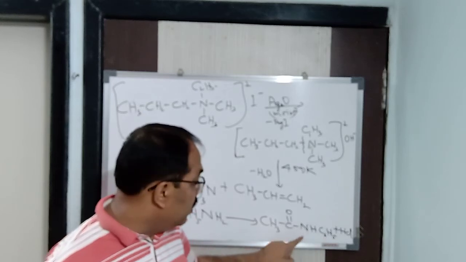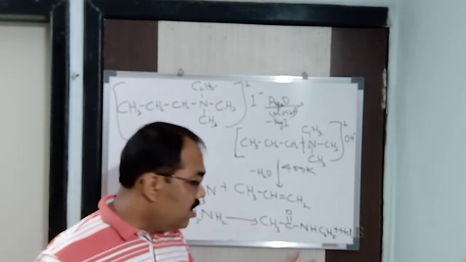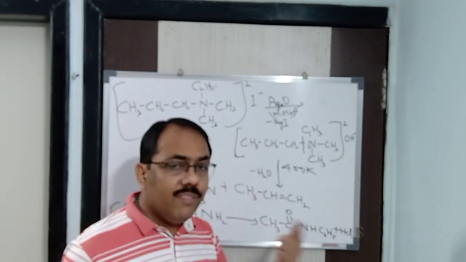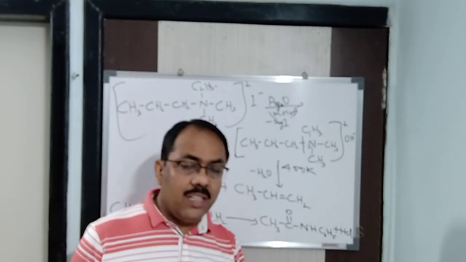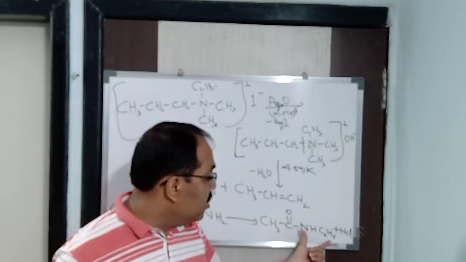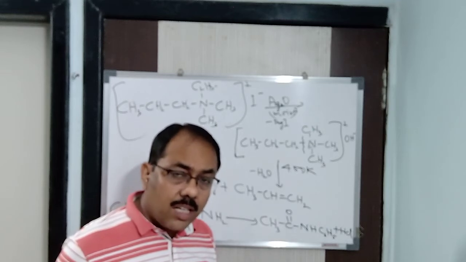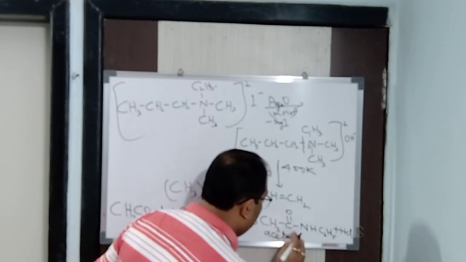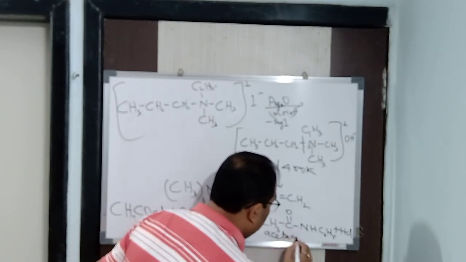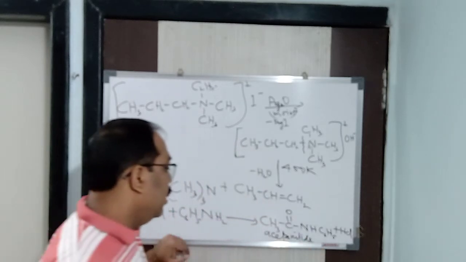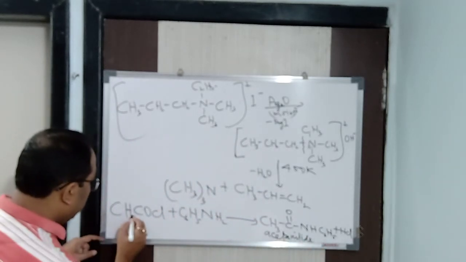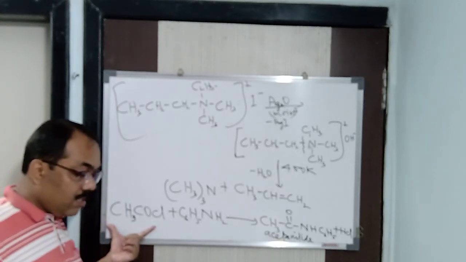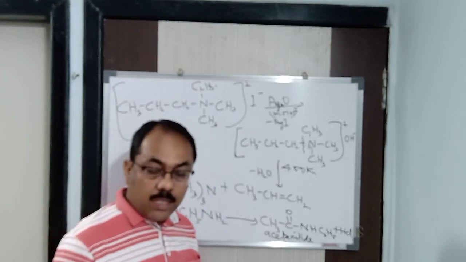N-phenyl ethanamide, two carbons, eth. Same thing, just this part is changing now. So it will be ethanamide, no doubt about it, but it is N-methyl or N-phenyl, whatever it is. This part is changing. So it is N-phenyl ethanamide, and the common name is acetanilide. Clear? Here it is CH3COCl, which is acetyl chloride or ethanoyl chloride. We can say that. Clear?